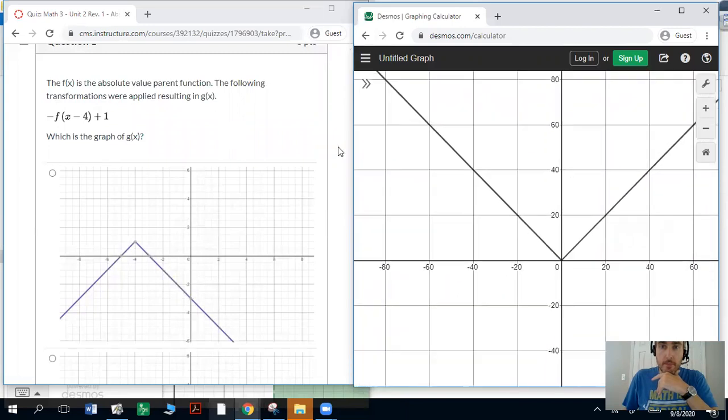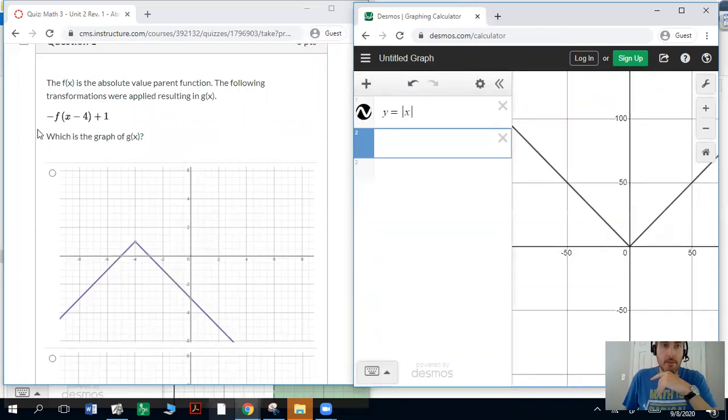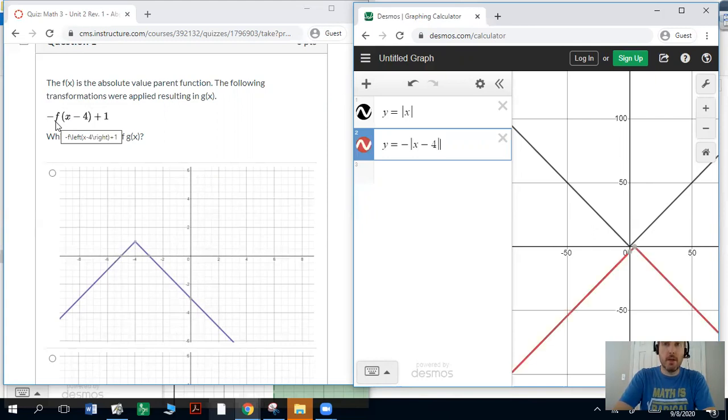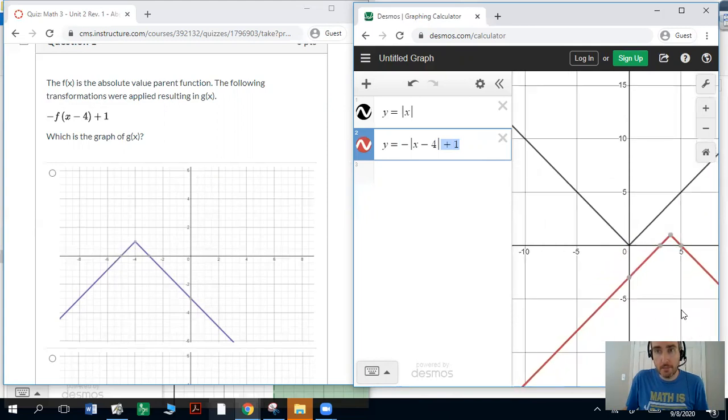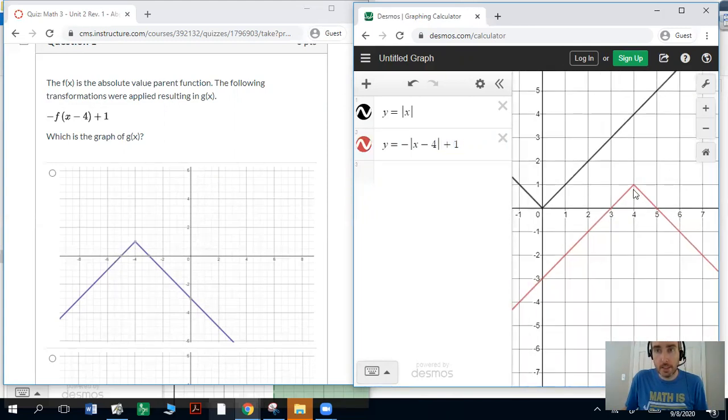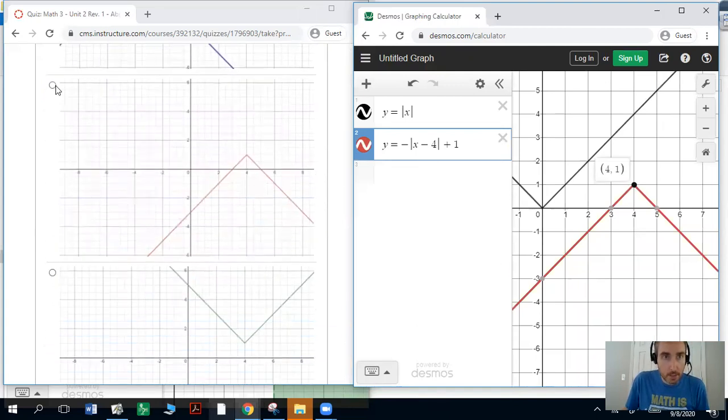So to move that, the negative f of x would be y equals negative, and then x minus 4 in the absolute value, plus 1. What that is, is a reflection over the x-axis. That's where the negative comes in. 4 units to the right, minus 4 is 4 units to the right, plus 4 is 4 units to the left. And then plus 1 on the outside of the absolute value is going to be up 1. So if you zoom in, it should look like that. Should have a vertex at 4, 1 and open downwards. So that's going to be that one.